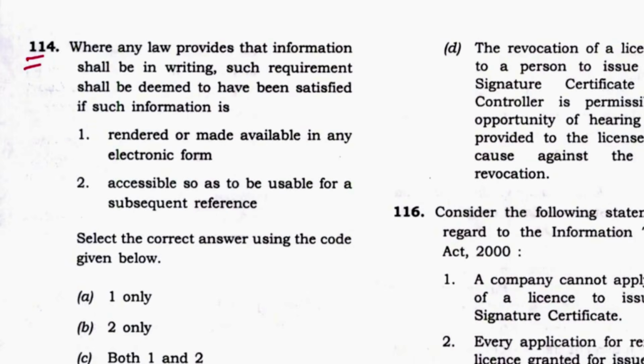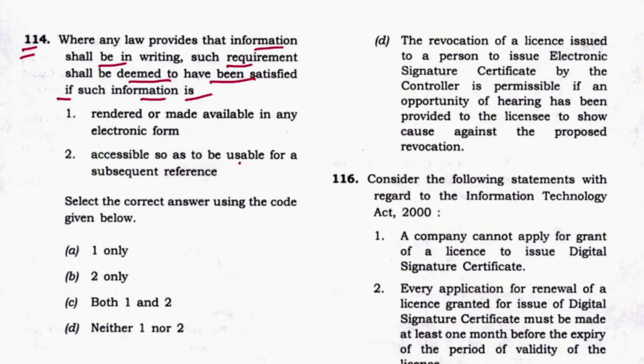Next 114, where any law provides that information shall be in writing, such requirement shall be deemed to have been satisfied if such information is rendered or made available in electronic form. This is correct. Accessible so as to be usable for subsequent reference. This is also correct. Mentioned in section 4 of the IT Act. So both are correct. C is the answer.